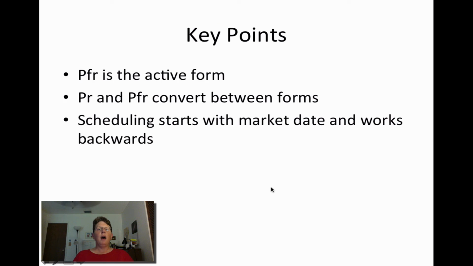Key points. Remember that the phytochrome far red is the active form. Phytochrome red and far red convert between the forms. And scheduling starts with the market date and works backwards.